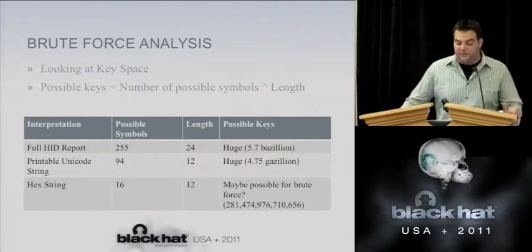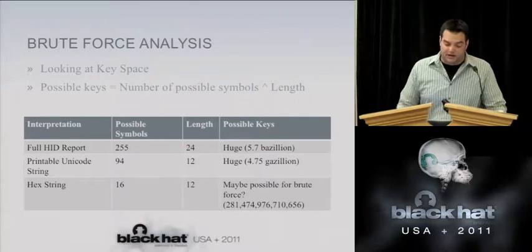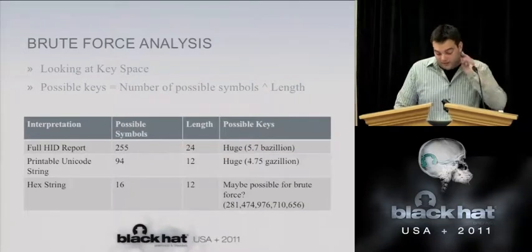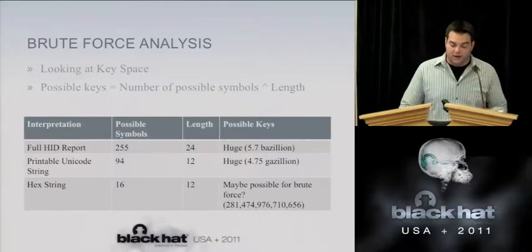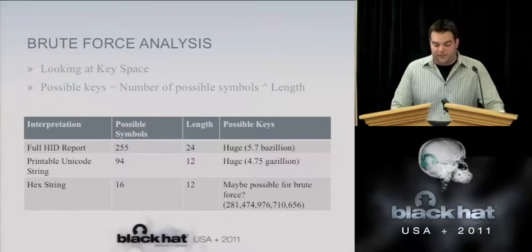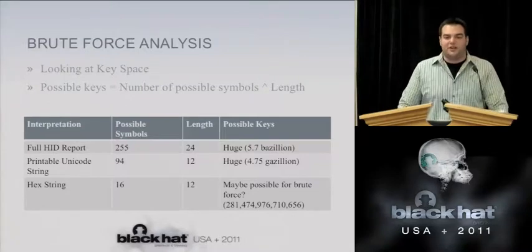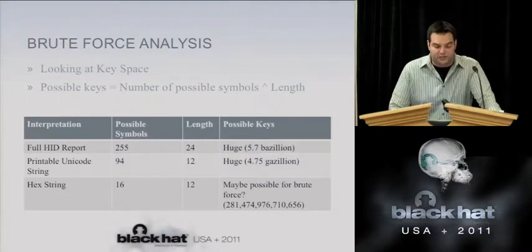You get the number of possible keys by taking the number of possible symbols to the power of the length. If we look at the full HID report, we know we have a 25-byte HID report, 255 possible symbols in that, and we have like 5.7 bazillion, whatever, possibilities. Definitely a huge number that's probably not feasibly brute forceable. You're trying to brute force a 24-byte key.